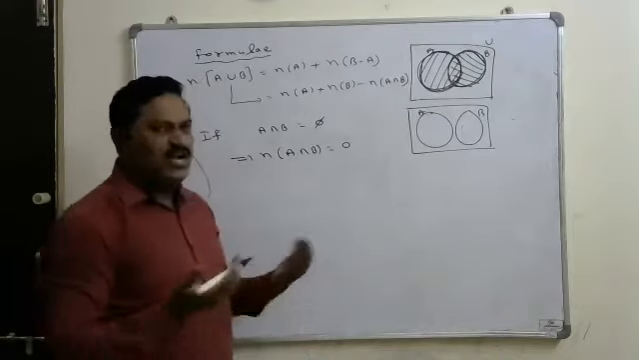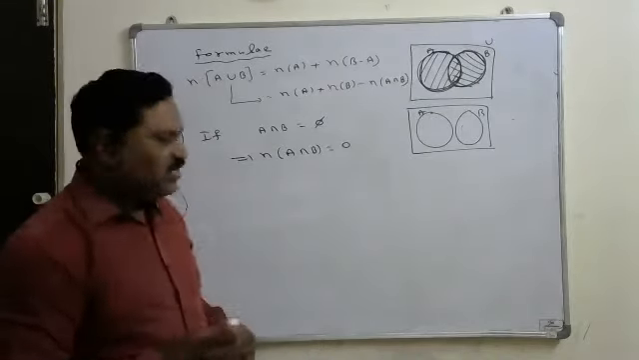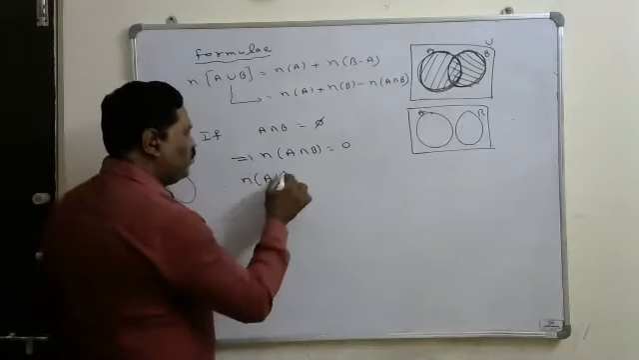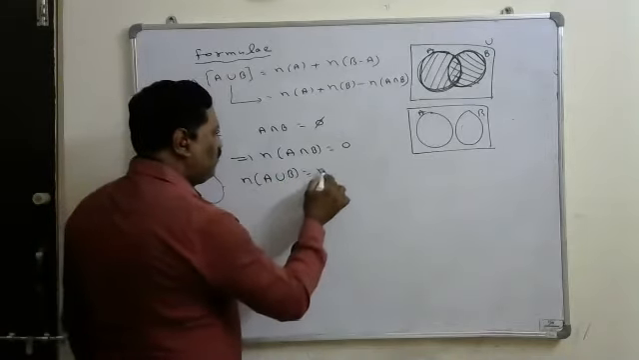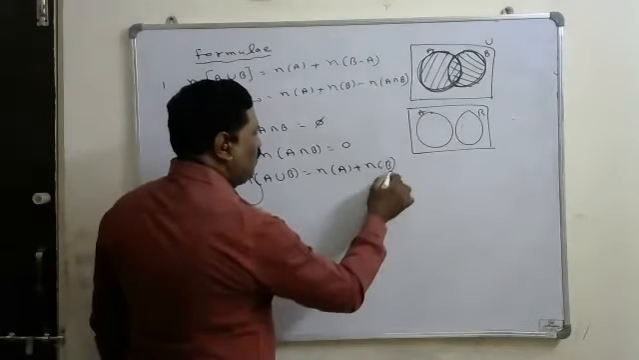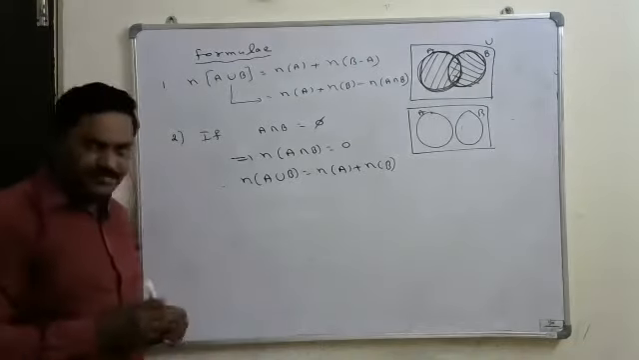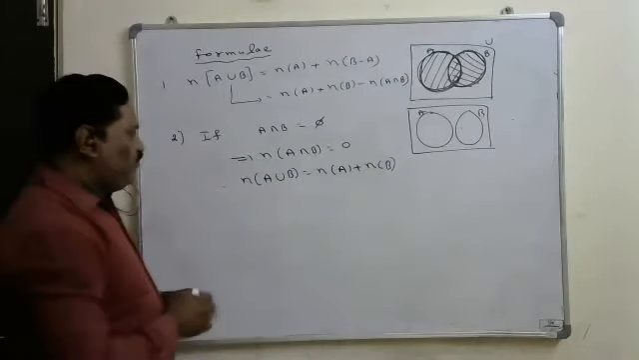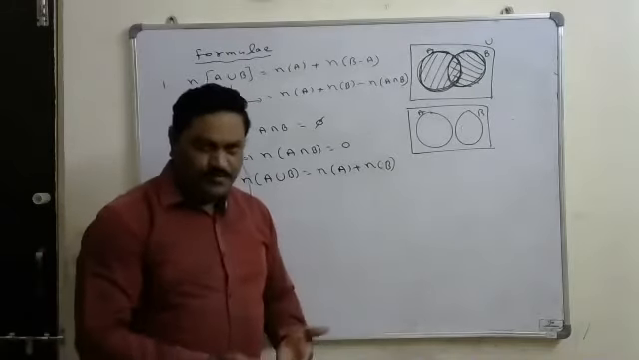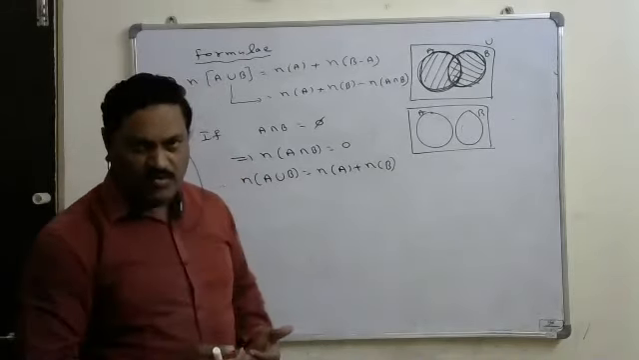No elements will be there. No common elements will be there. Okay. So in certain cases, the formula for n of A union B is equal to n of A plus n of B. Understand? So for the n of A union B, this is only the maximum value, right?